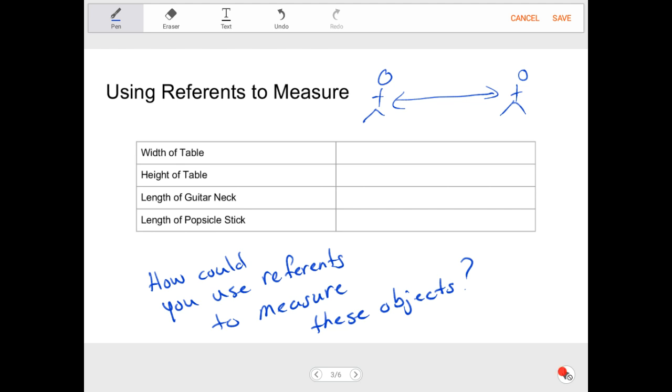I know that seems like common sense, but I just want you to know that I will give you some practice here. And you're going to have to think to yourself, well, which type of referent is best for this situation?